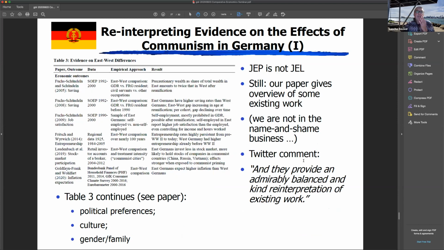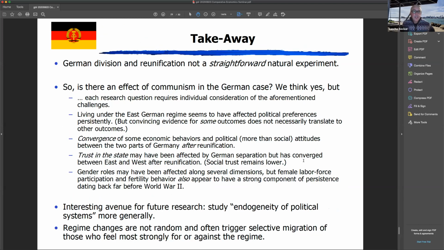Okay, so let me come to a conclusion and give you a takeaway. So what this paper tries to say is that German division and reunification is not a straightforward natural experiment. I'm not saying it's of no use whatsoever. All I'm saying is one has to be careful, and the fact that some papers may do a good job because their outcomes are less affected by these various points I made is not a magic bullet for every single paper that looks at any outcome you can come up with. So each research question requires individual consideration of these points that we discussed.